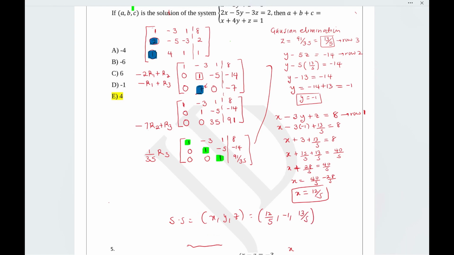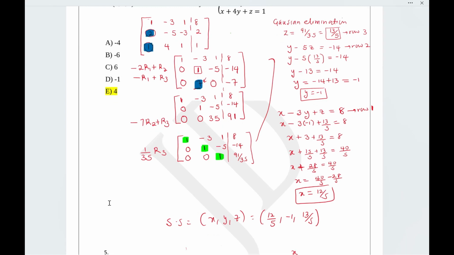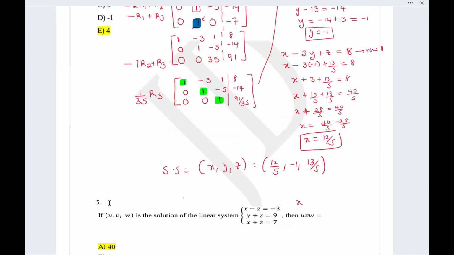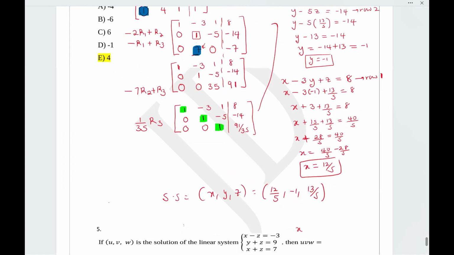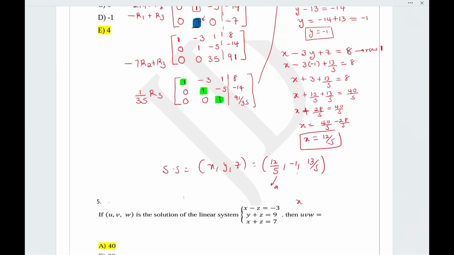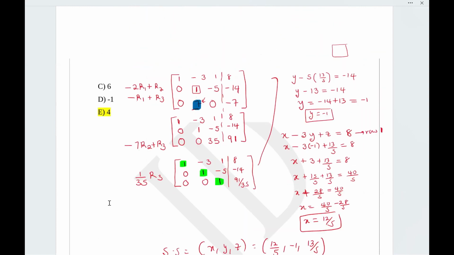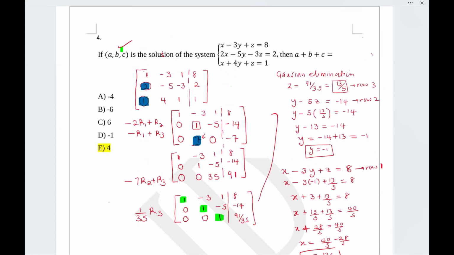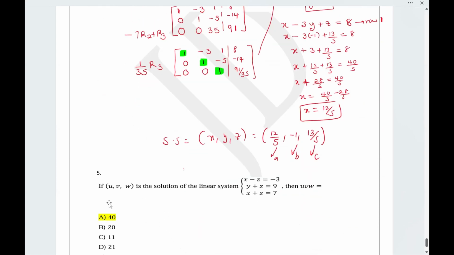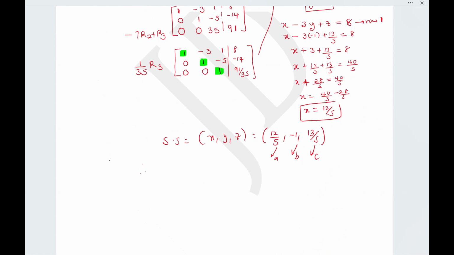Don't forget, here we used Gaussian elimination. So we have to do what? We have to do back substitution, right? So now you want to find a plus b plus c. So this is our a, this is our b, and this is our c, based on the question, because the question says a, b, c is the solution. Now to find a plus b plus c, you just need to add the solution. So a plus b plus c is just 12 over 5 plus minus 1 plus 13 over 5.